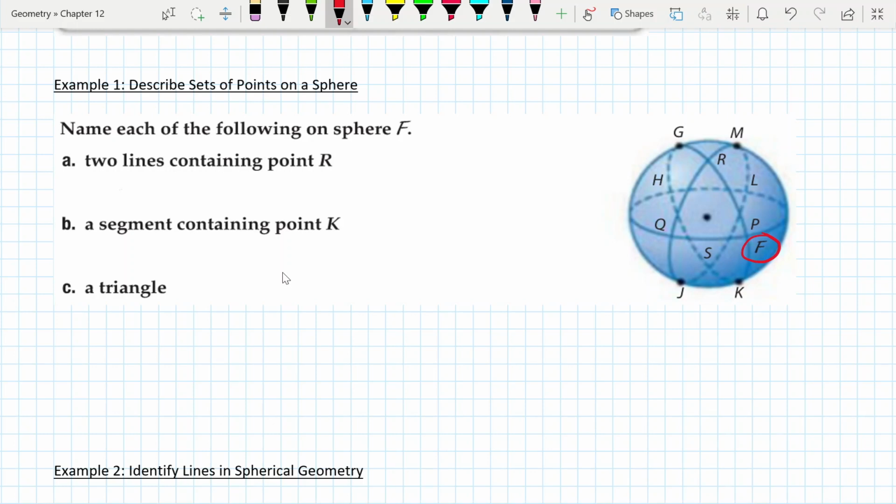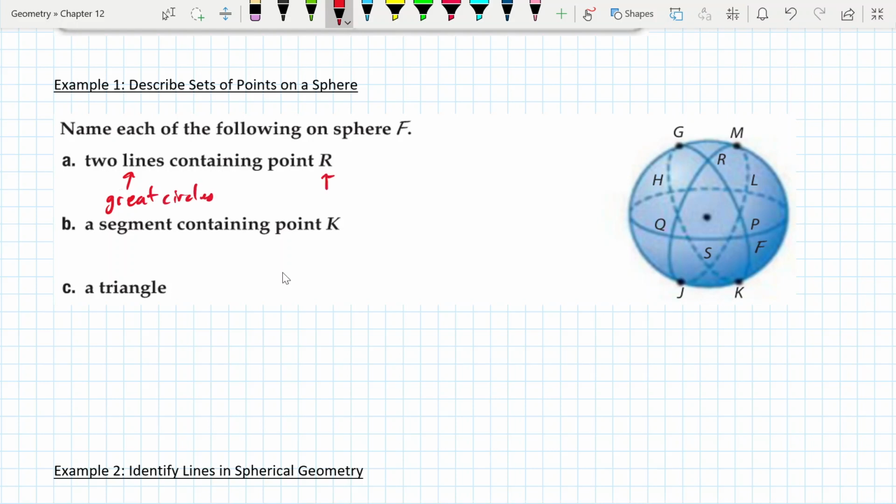That's the name of the sphere. Usually it's corresponding to the name of the center. They just didn't want to put it in the center of the picture. But that's where the name is. You can see it's always in a slightly different font. So I want two lines containing point R. Now remember, lines means great circles.